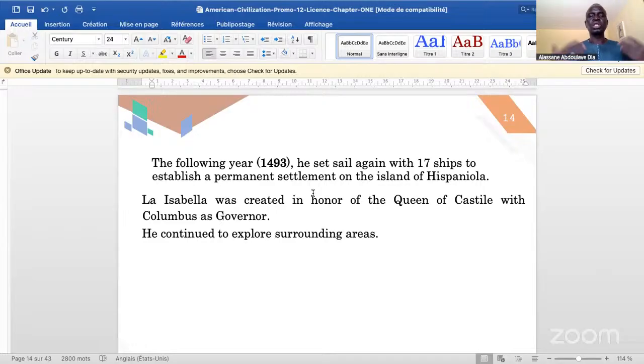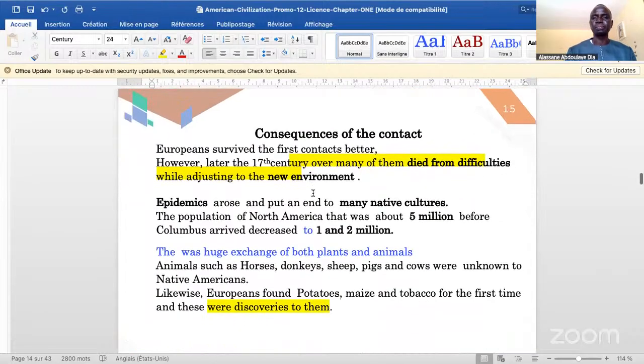And that's why you see there were so many Spanish settlements in South or North America. And you see the name Isabella. In South America, it was named after Queen of Castile with Columbus. And when he discovered that, they gave him the name of a governor. And Christopher Columbus continued more exploration surrounding the areas. Now, it means the conquest is started. It means a settlement is started.